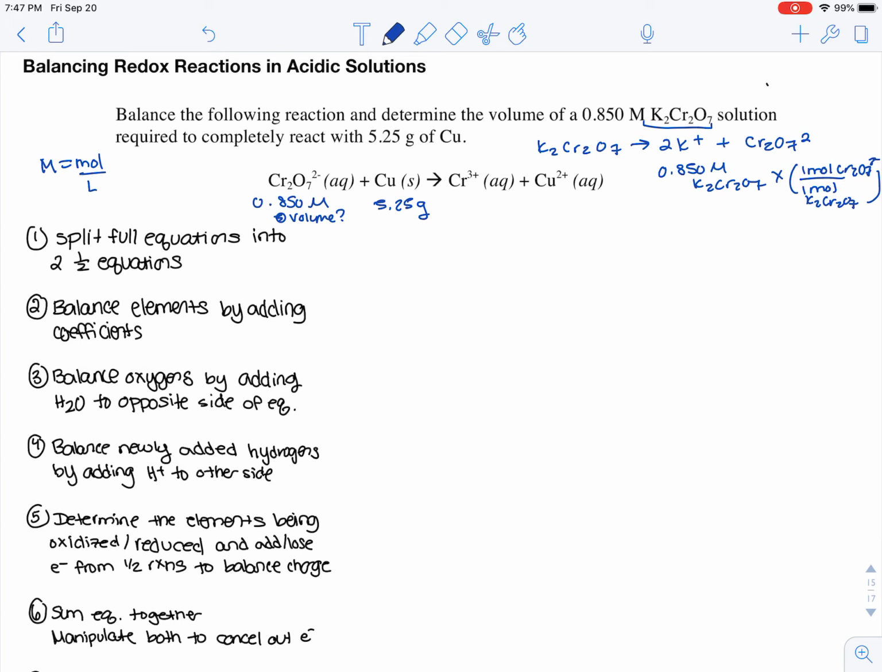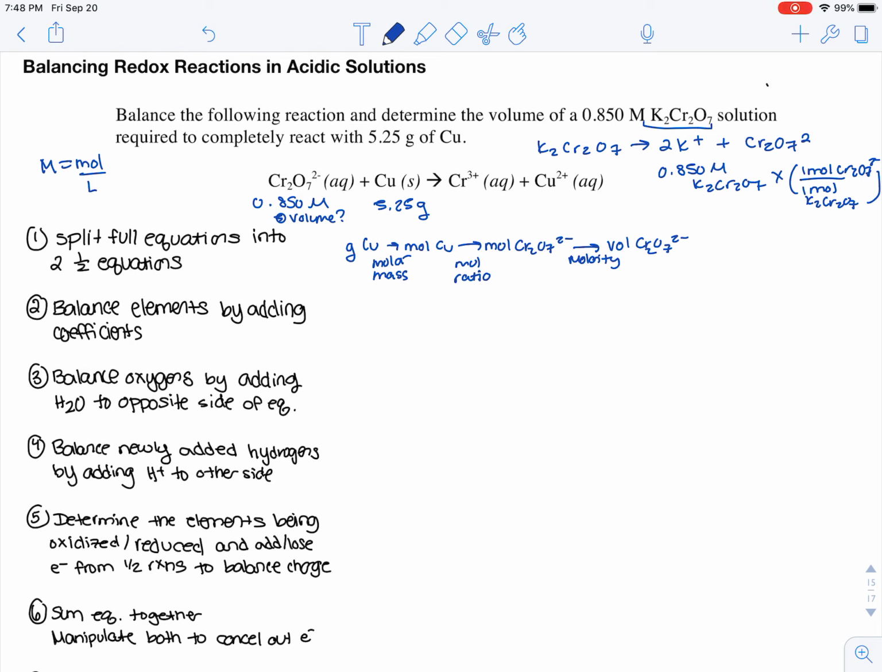And I know that I can use the mass of copper to go to moles using molar mass. So I can take my grams of copper and go to moles of copper using molar mass. Okay? And then, because I want to go from one to another, I know that I have to use mole ratio. I can go to mole of dichromate using mole ratio, and then go to volume of dichromate using molarity. So there I have my plan.